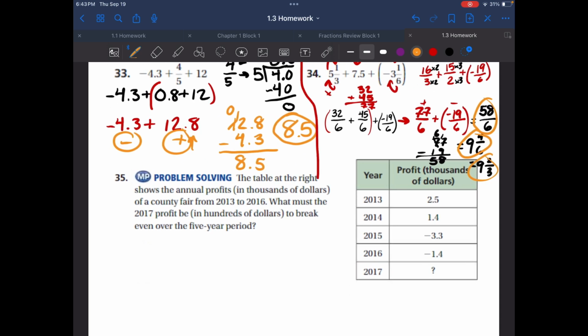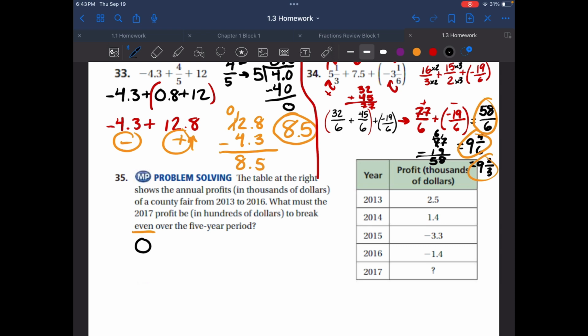Okay, last problem. Here we go. The table at the right shows the annual profits in thousands of dollars at a county fair between 2013 and 2016. What must the 2017 profit be to break even over the 5-year period? Okay. I want to start talking about this word even. In the financial realm of things, breaking even means that your profits and your expenses is just 0, right?